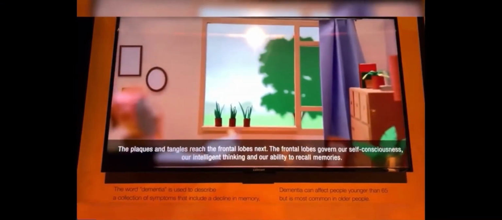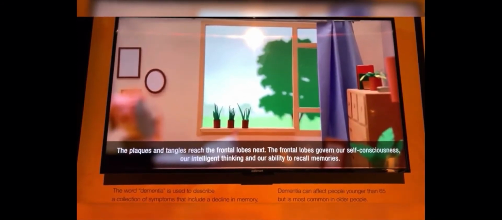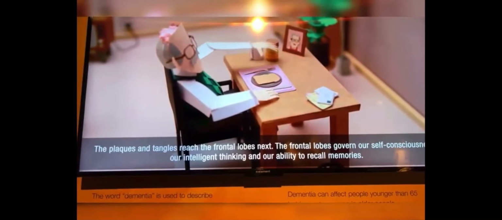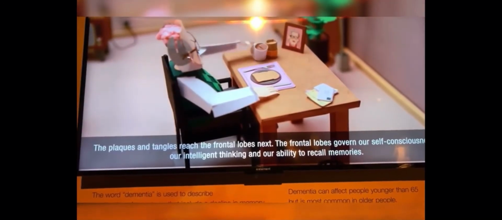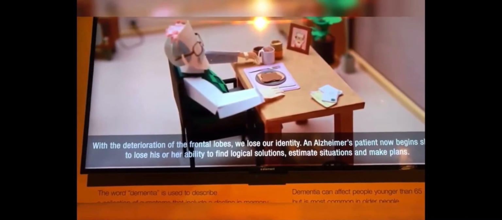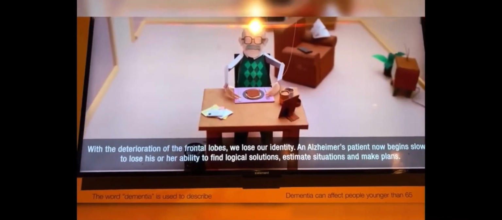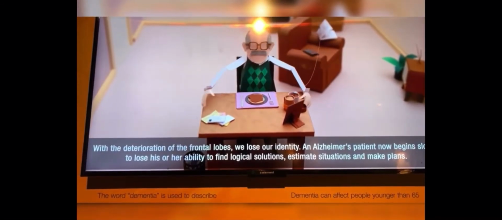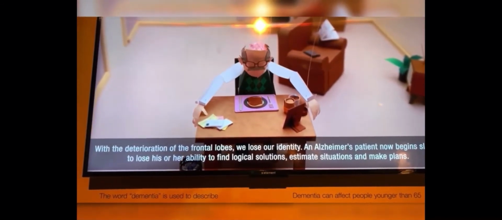The plaques and tangles reach the frontal lobes next. The frontal lobes govern our self-consciousness, our intelligent thinking, and our ability to recall memories. With the deterioration of the frontal lobes, we lose our identity. An Alzheimer's patient now begins slowly to lose his or her ability to find logical solutions, estimate situations, and make plans.